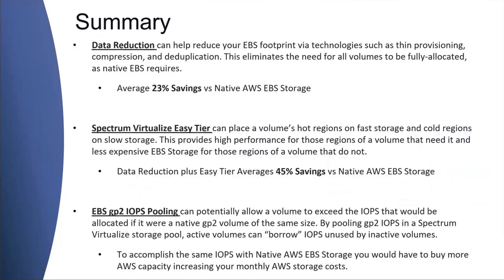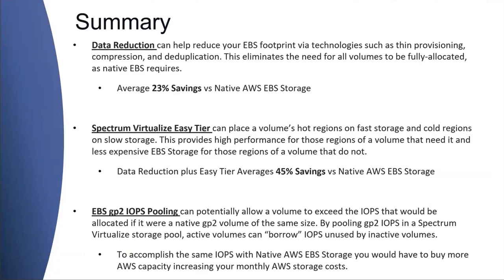All right, so let's go from a quick summary over those couple of things. From a data reduction perspective, again, we only did thin provisioning and compression in our particular example. We're able to save over 23% in your native AWS EBS storage, just from compression. Again, if you turn on deduplication, you would increase those savings over time. Your mileage may vary depending on your data. We all know that, but in this case, this is real live data.